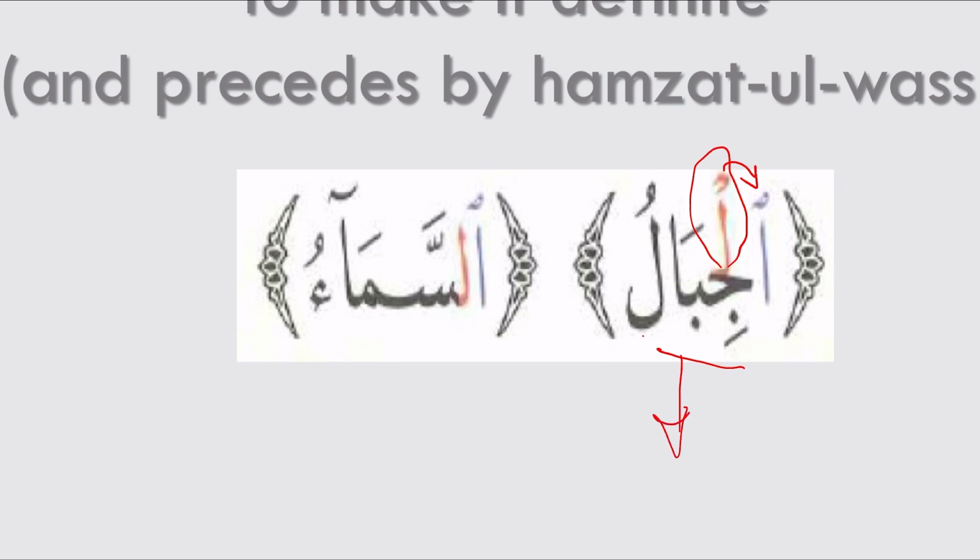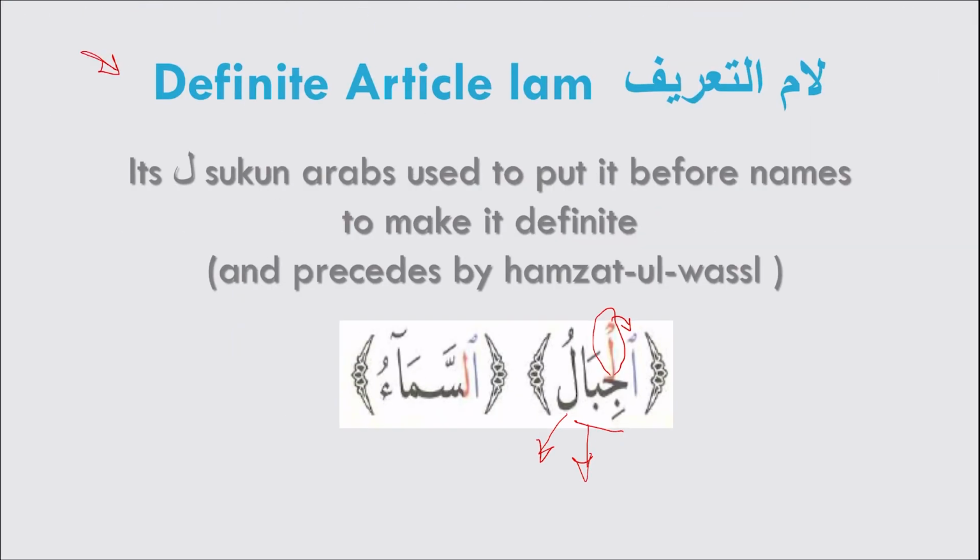So al-jibal, if it is without this alif and lam, becomes jibal, which means a mountain. But if we give it an alif and lam, it means the mountain. So it's called lam al-ta'rif. Ta'rif means the definition, or the definite article. It is given to the word to give it the meaning of the definite. So it's a lam sukun. Arabs used to put it before names to make them definite, and this lam is preceded by hamzatul wasl.